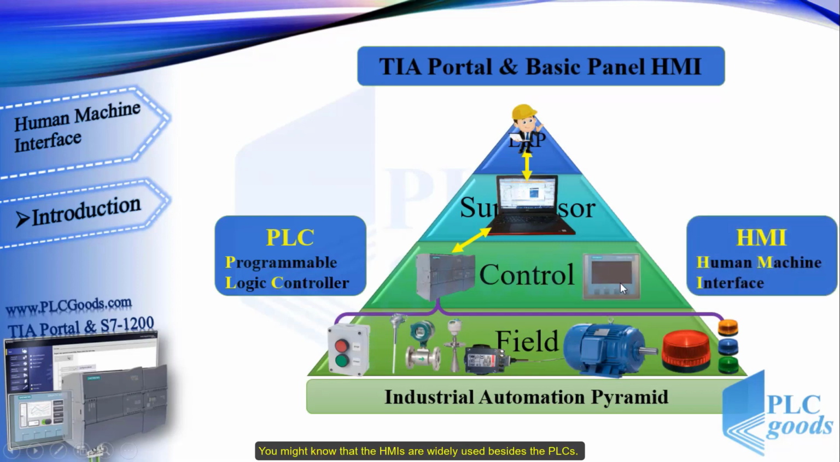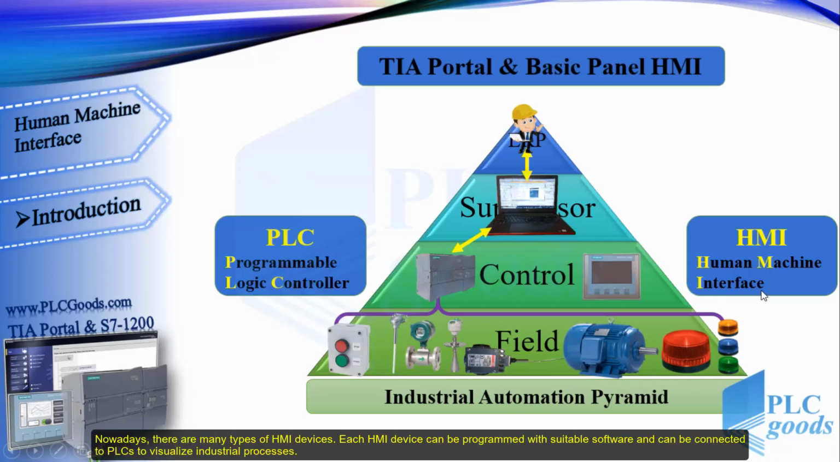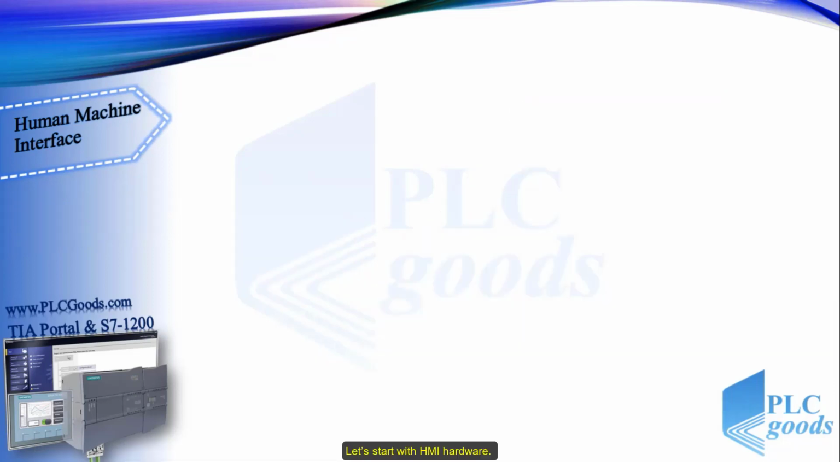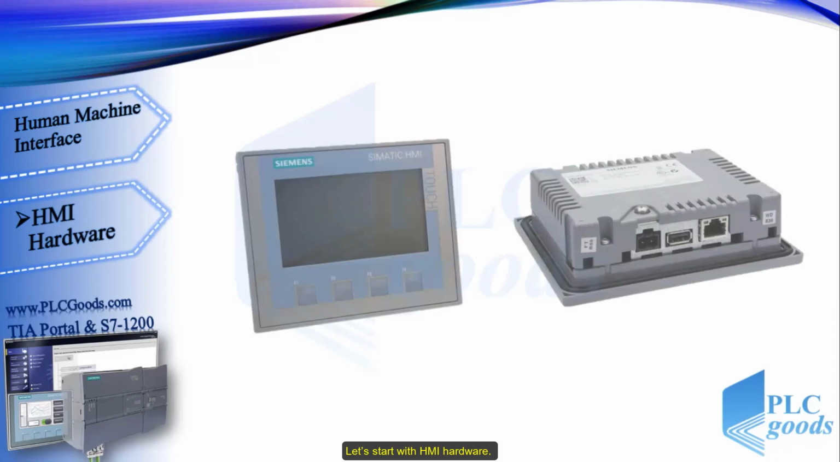You might know that the HMIs are widely used besides the PLCs. Nowadays, there are many types of HMI devices. Each HMI device can be programmed with suitable software and can be connected to PLCs to visualize industrial processes. In this tutorial, we will use a Siemens KTP400 basic panel as our HMI, which can be programmed with the TIA software. Let's start with HMI hardware.